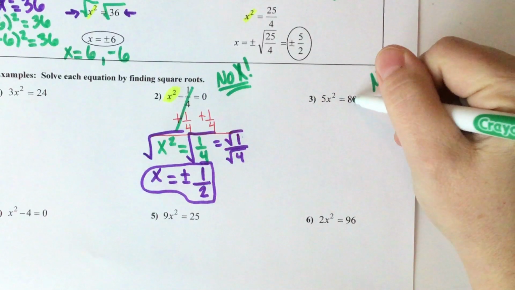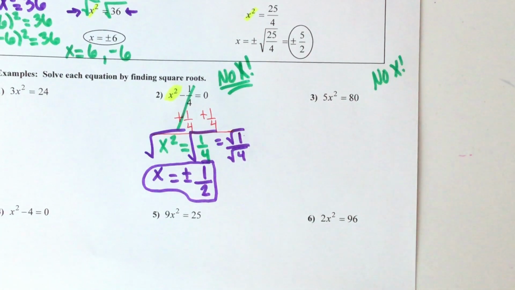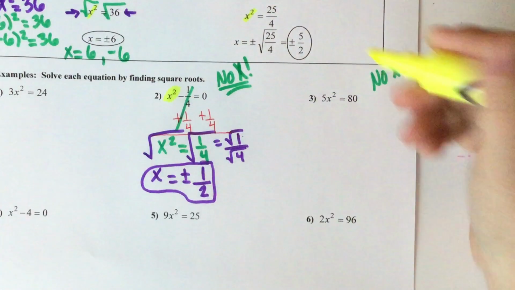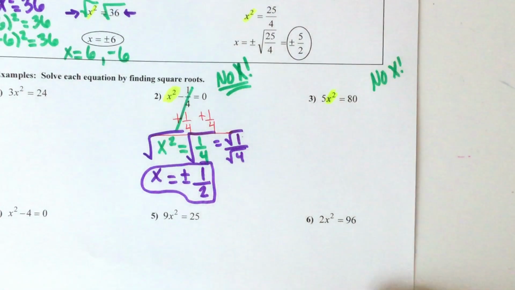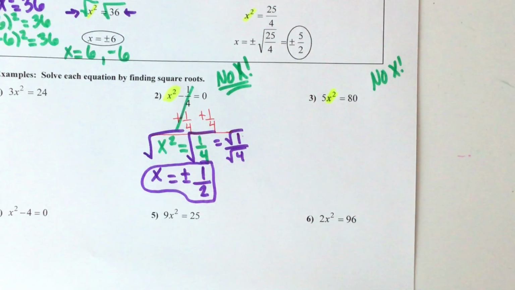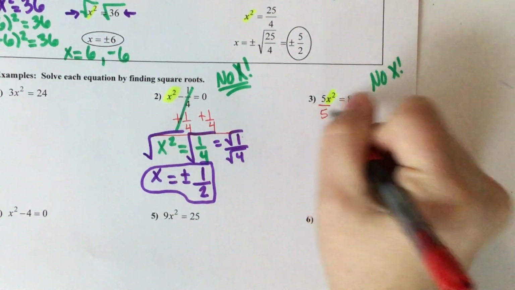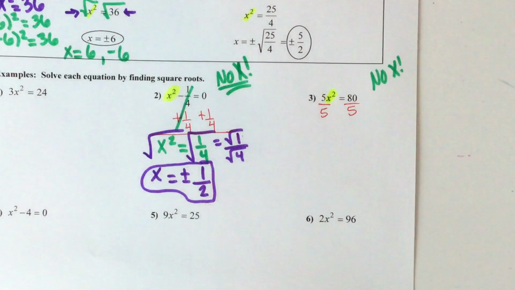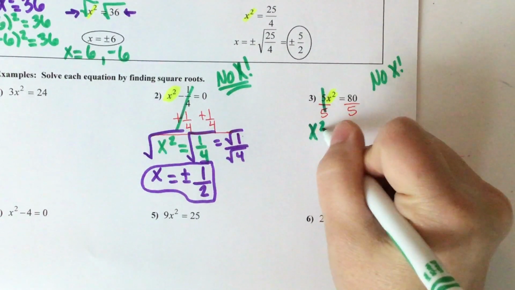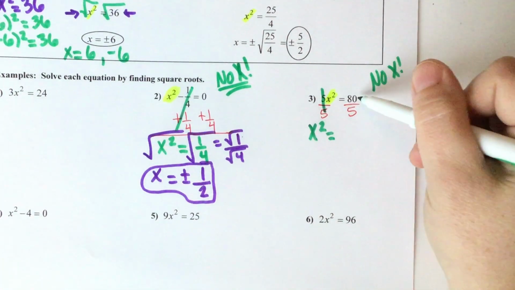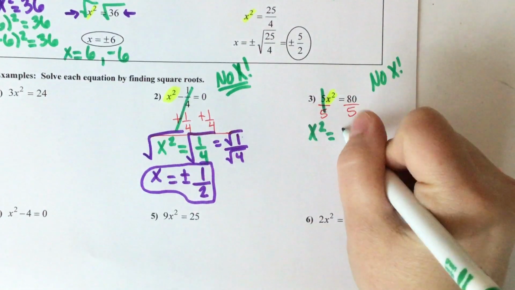You see an x squared, you see a constant, but no x. Okay, so our goal is to get the x squared by itself. So how do you think we're going to get rid of the 5? We're going to divide by it. Okay, so let's divide both sides by 5. So then 5 divided by 5 is 1, so all you're left with is x squared. And 80 divided by 5 makes 16.